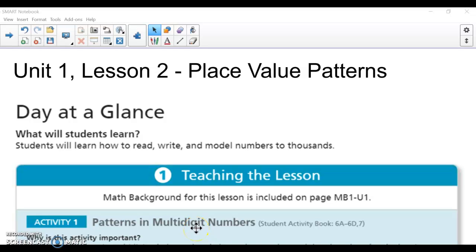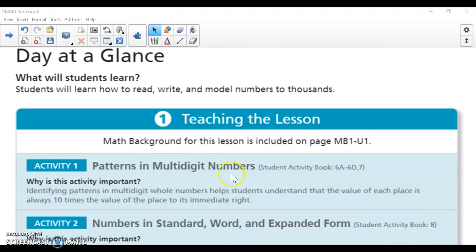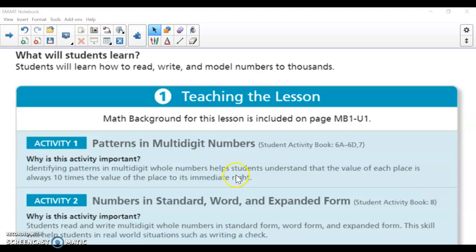Good morning, fourth graders. Today we are going to get into lesson 2 of Unit 1. And we're going to cover two things today. We're going to look for some patterns in multi-digit numbers, really look for patterns in place value. And then we're going to look at different forms. And so we're going to have standard form, which is what you're already used to using. And then we're going to get into word form and expanded form today. So those two things are a big focus.